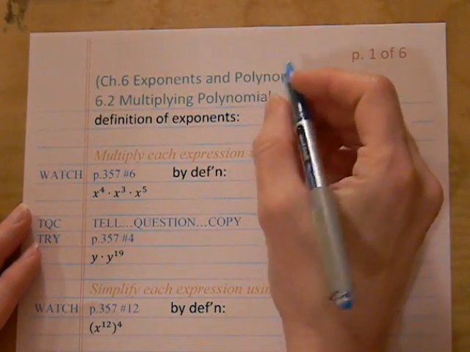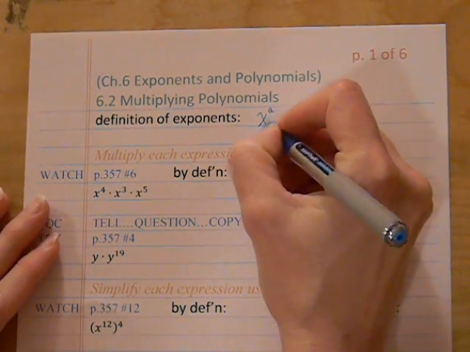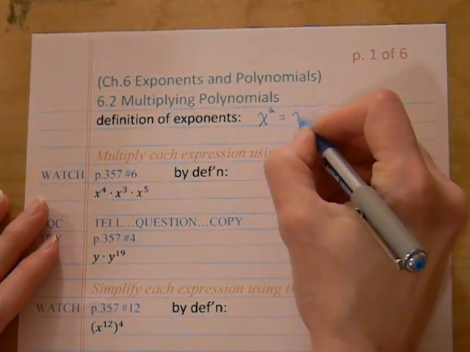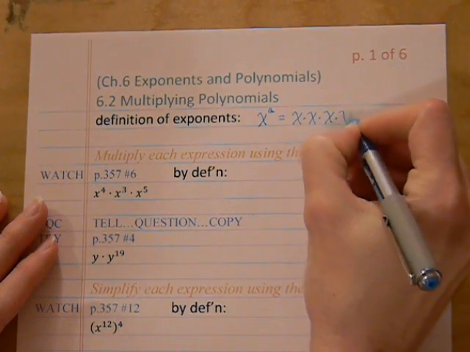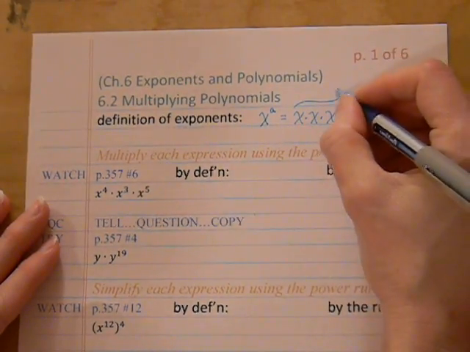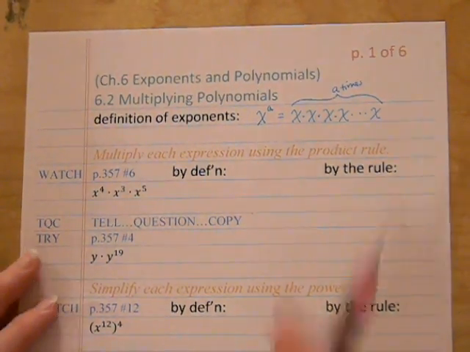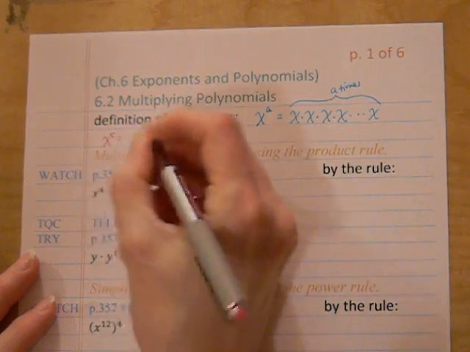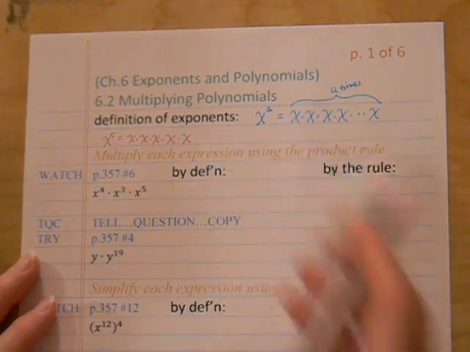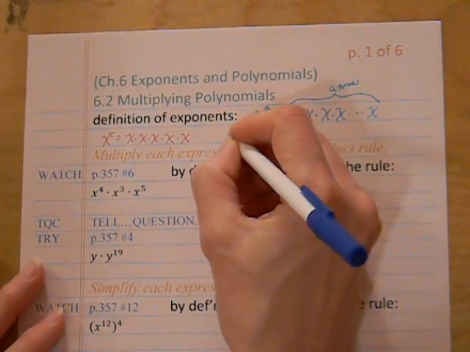So the definition of exponents: if you have x raised to some power, we'll call it a, x to the a, meaning a could be any number here. Then by definition, that is x multiplied by itself. It's not x times a, but x multiplied by itself over and over until you have done that a times. So an example would be x to the fifth. That would be x times x times x times x times x. That's x 5 times. Not 5 times x, but x times itself 5 times.